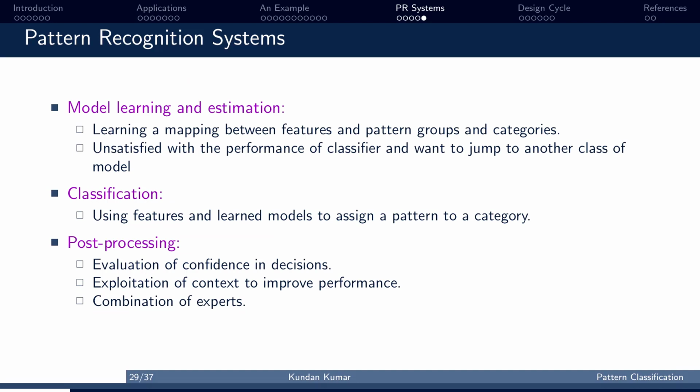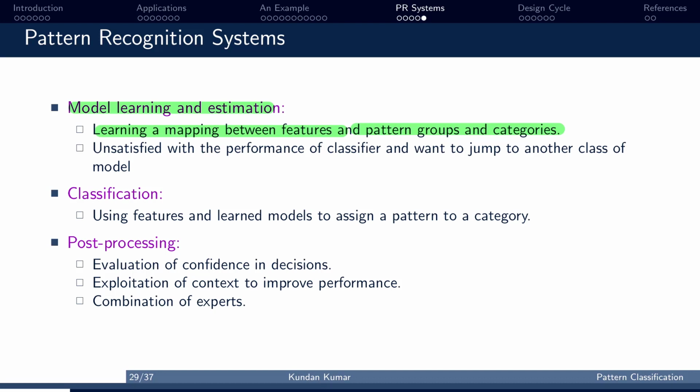Then model learning and estimation. Whatever features we extract, from that we create our model and estimate some statistical parameters, some kind of distribution from the extracted features. So here we learn a mapping between features and feature groups and categories. That means basically the model learns a mapping between the input feature vector and the target.